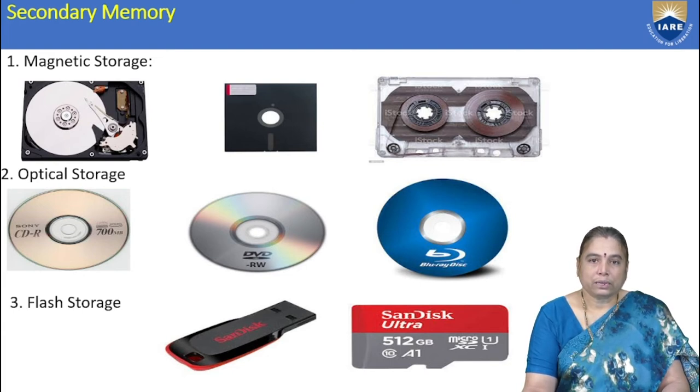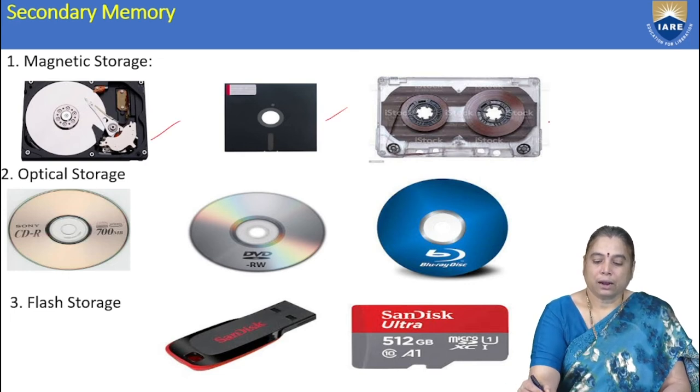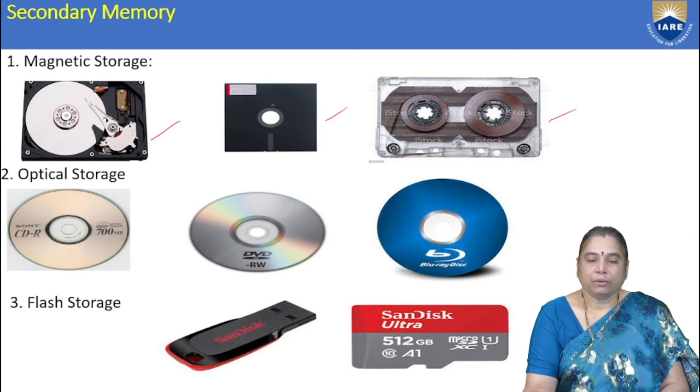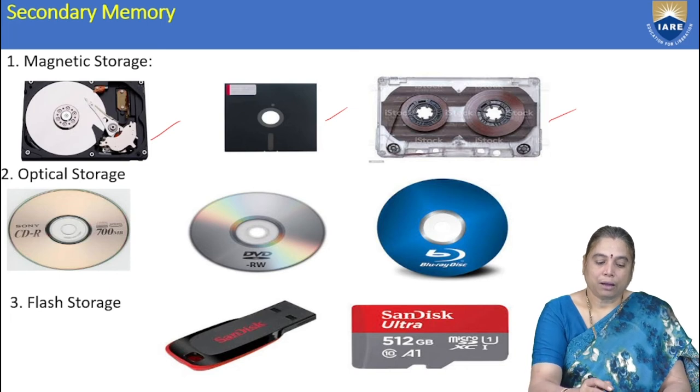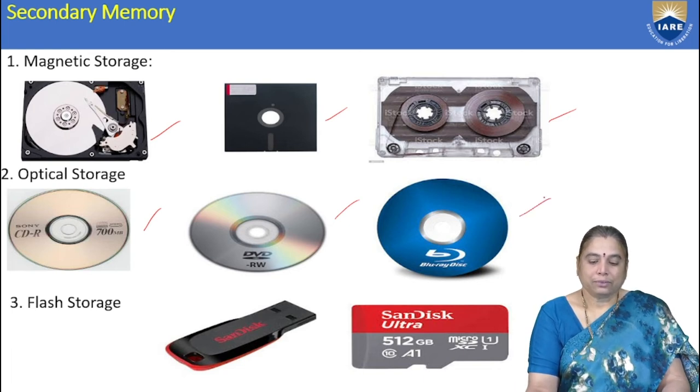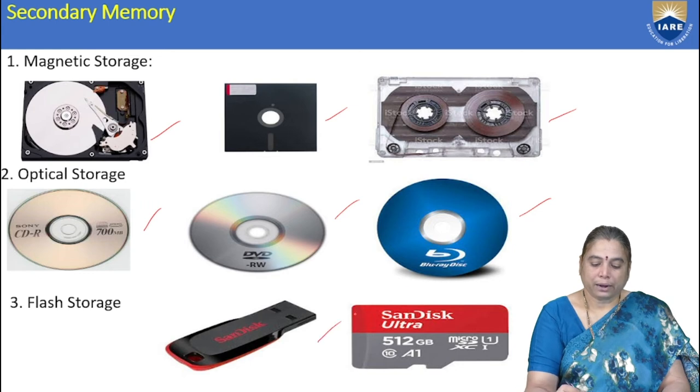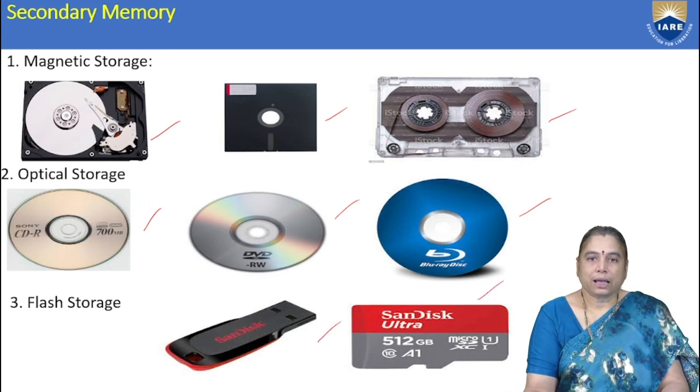Coming under the magnetic storage, we have the hard disk, floppy disk, and magnetic tape. In case of hard disk, a large volume of storage capacity can be provided. With the help of the read-write head, the data or program stored on this memory can be accessed by the CPU. Next category of auxiliary memory storage devices are optical storage devices. These are the CD, DVD and the Blu-ray disc. Next variety is flash memory, the pen drives and SanDisk. So these are the various auxiliary memory storage devices which can be plugged in to enhance the primary storage capacity of the computer.